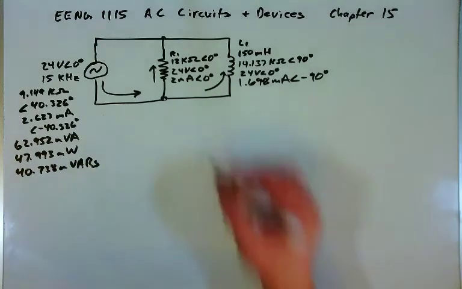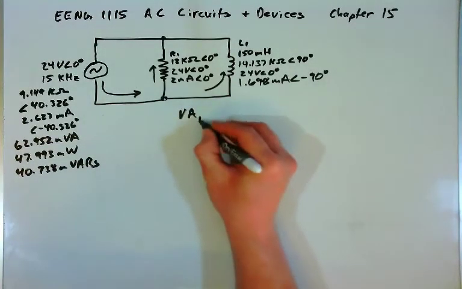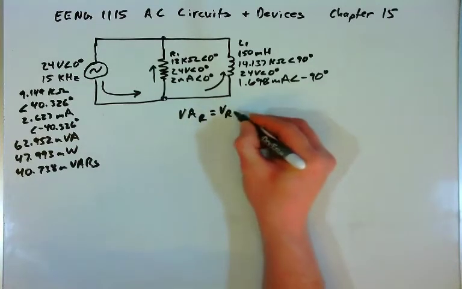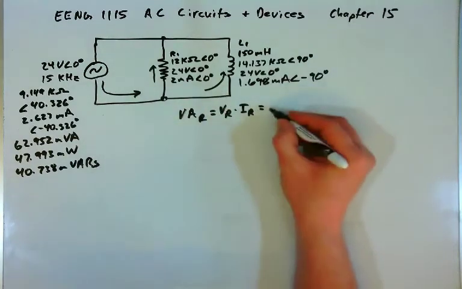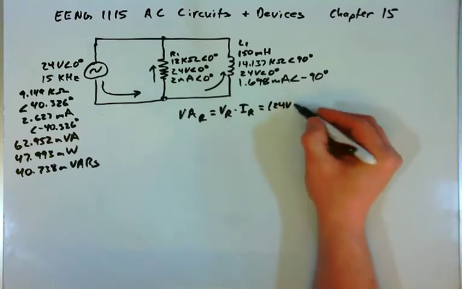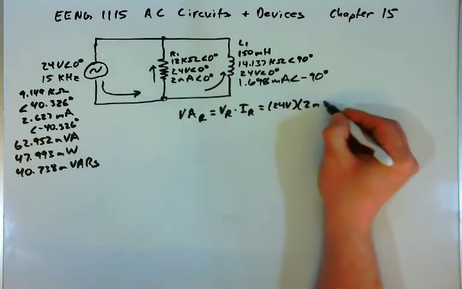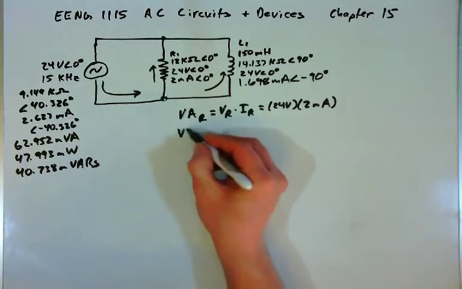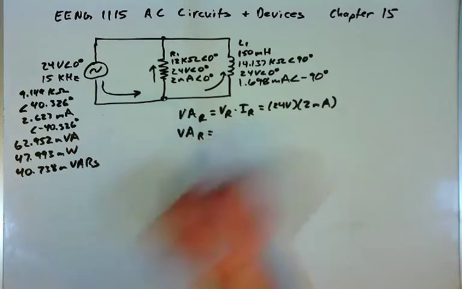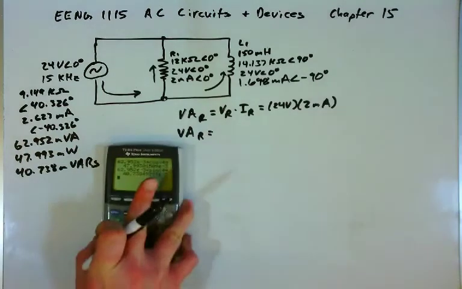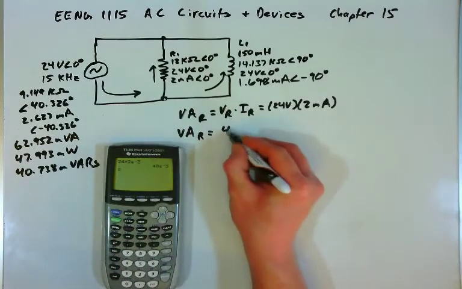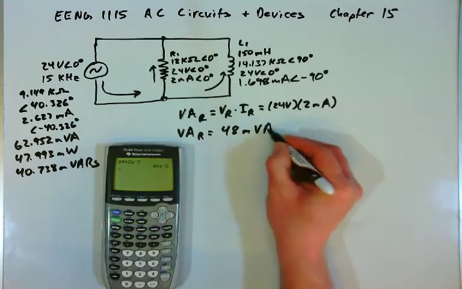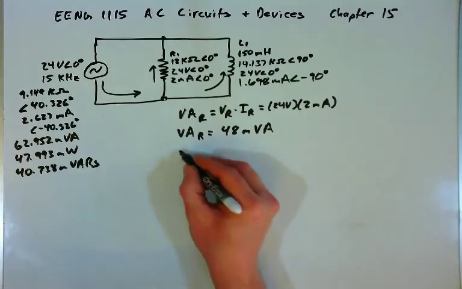Now let's look at the power for the resistor. We'll find the volt amps first. The volt amps of the resistor will be the voltage of the resistor times the current through the resistor, only the magnitudes. Voltage is 24 volts, and the current is 2 milliamps. And so the volt amps of the resistor will be 24 times 2 milli, which is 48 millivolt amps.